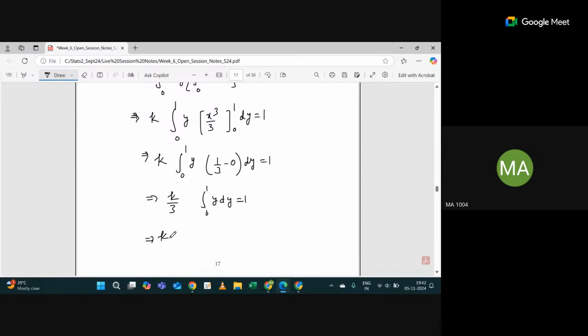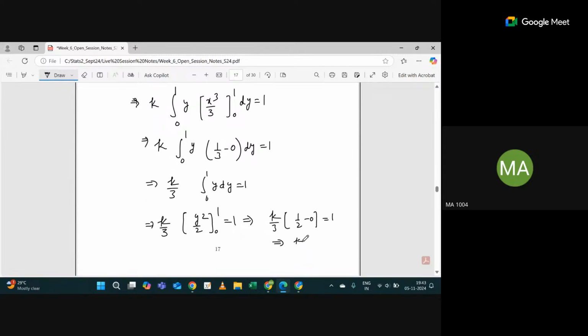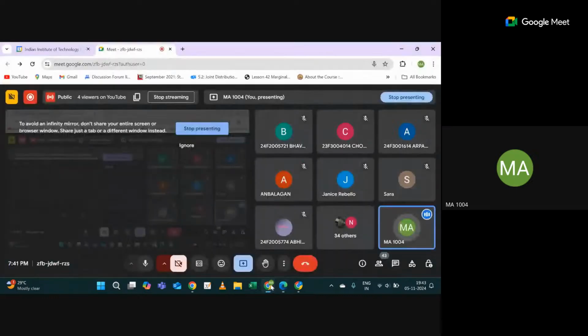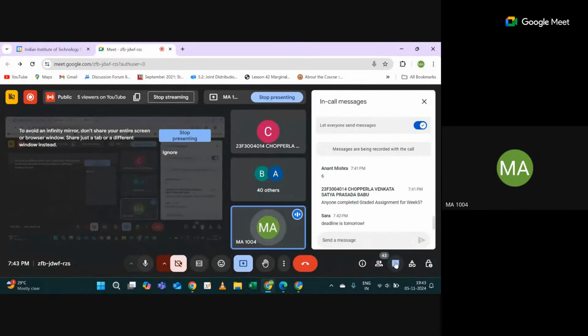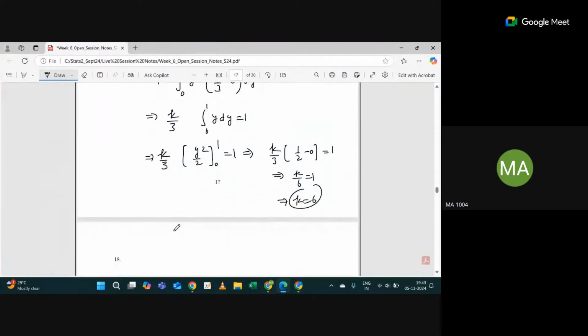Now k by 3, this y will give you y square by 2, 0 to 1, which will be equal to 1. It will be k by 3 times 1 by 2 minus 0 is equal to 1. So it will be k by 6 equal to 1. So k will be 6, right? So the final value of k is 6. Okay. So what will be your joint density now? 6 times x square y, 0 to 1, 0 to 1.